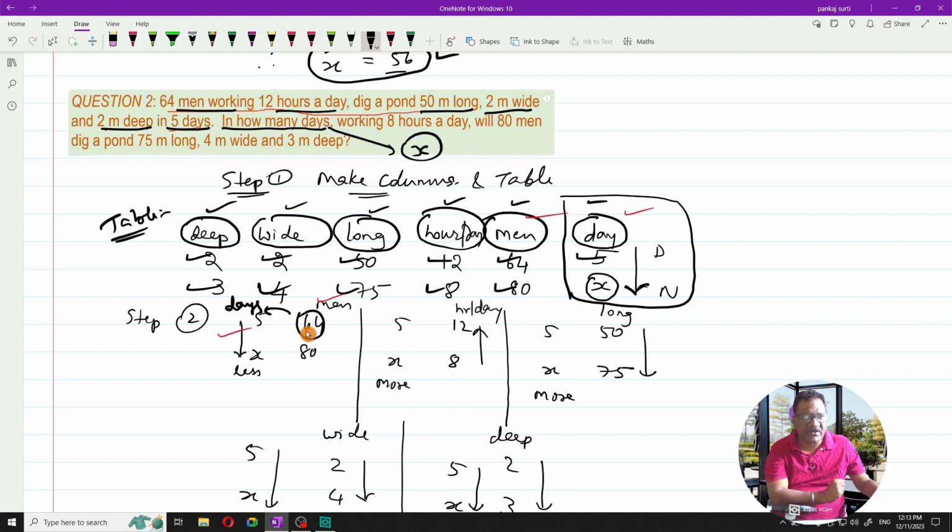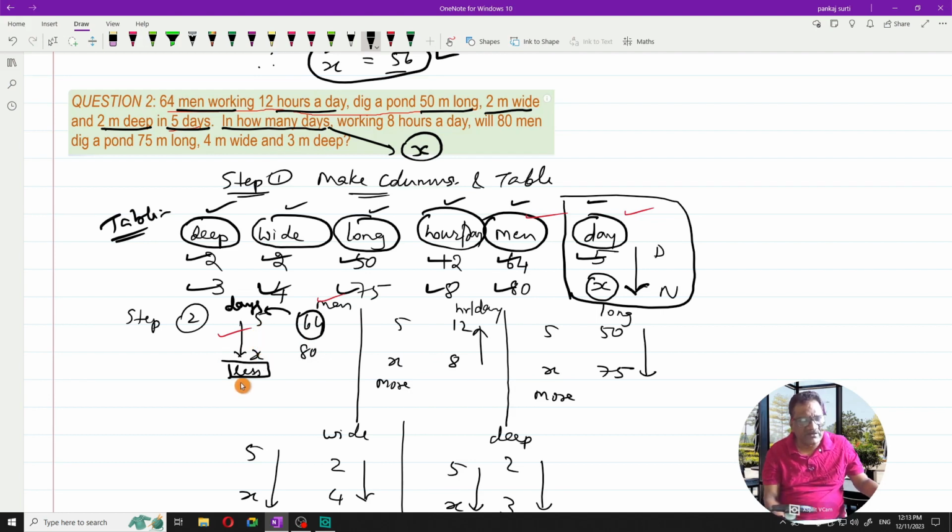So when 64 men work together for 5 days, that hole can be dug. But now suppose somebody is increasing the number of men to 80. From 64 it has come to 80. What do you think, for digging that same hole of the same dimensions, what will be the number of days required, less or more? The answer is obviously less, because now we have increased the number of workers. So when more men are involved, the number of days taken will be less.